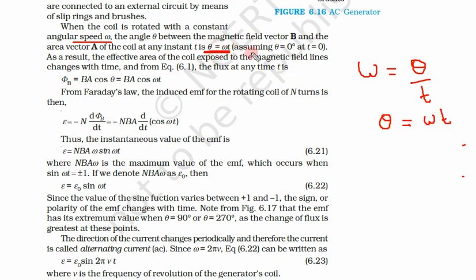So this we get. Now assuming that theta is equal to 0 degree at t equal to 0. That means at the initial position theta is equal to 0. When we start rotation at t equal to 0, when time was 0, theta is also 0. So what is the meaning of theta equal to 0? Right now the coil is in this position.